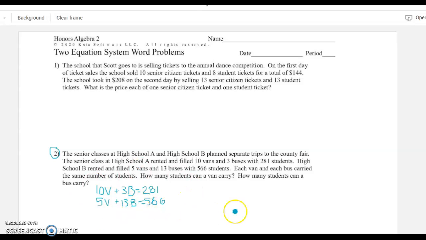Well, I've got my system here, so now I just have to solve it. It's totally up to you what method you want to use. I'm thinking elimination. I'm going to go for opposite V's. So the second equation would become negative 10V minus 26B equals negative 2 times 566, which is negative 1,132, right? The first equation would stay 10V plus 3B equals 281.